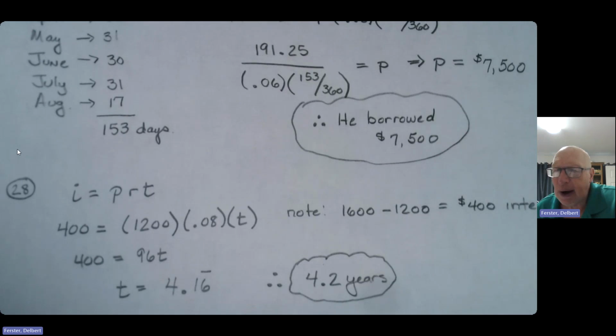As I said in the PowerPoint, I don't tend to use the formula that says T equals I over PR. If you use it and like it, that's awesome. For me, it's just as easy to take the I equals PRT and do my manipulations to solve what I need to solve. Takes us out of 28. Let's go get 29.